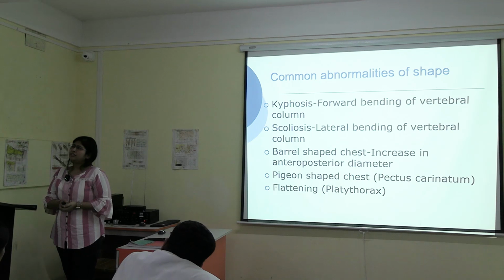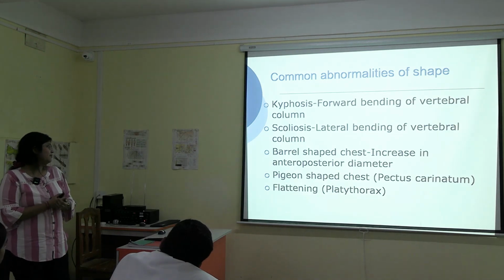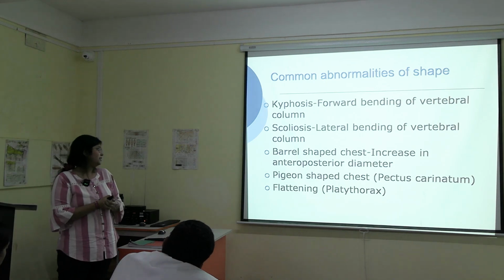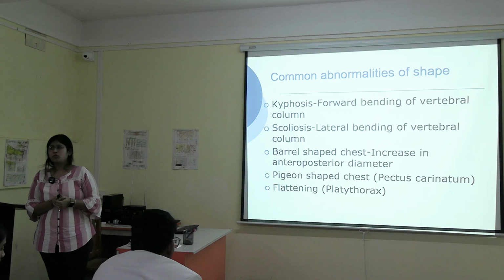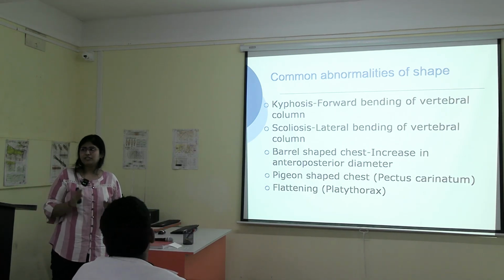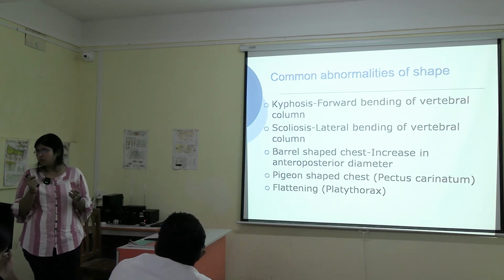You see it in adults or in children? Good. Sit down. Okay, next is flattening. Flattening of chest is called platythorax. We see it in a subtype of interstitial pneumonia. The name is quite complicated, not necessary at this point. Just remember, we see it in a rare subtype of interstitial pneumonia.